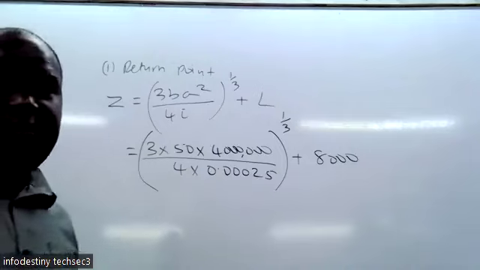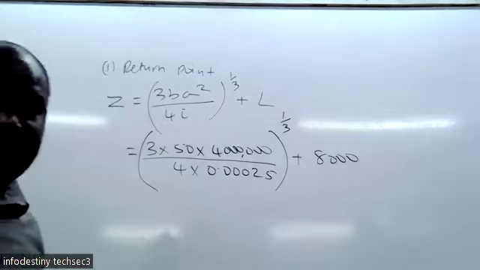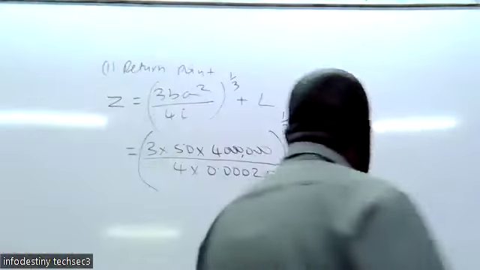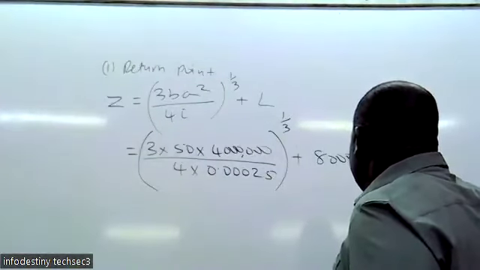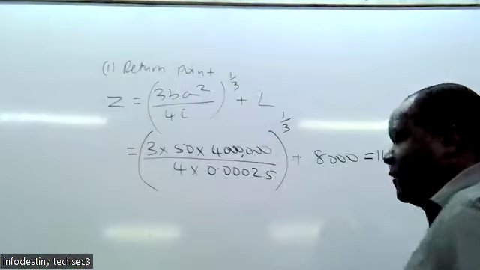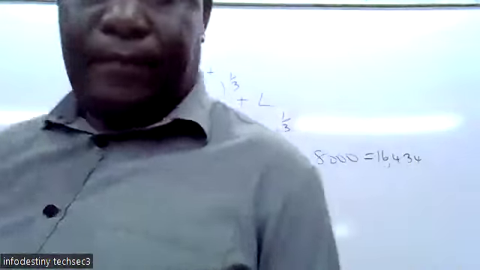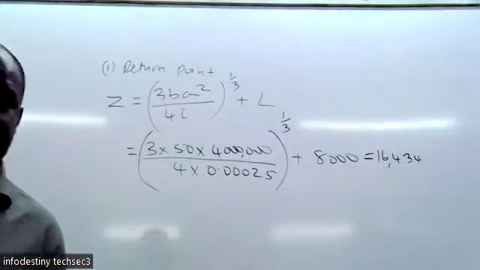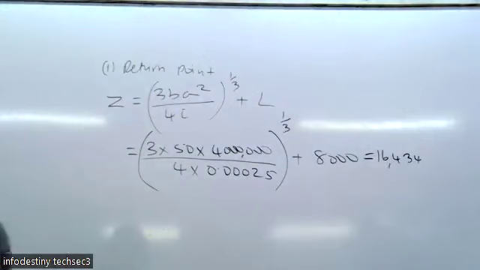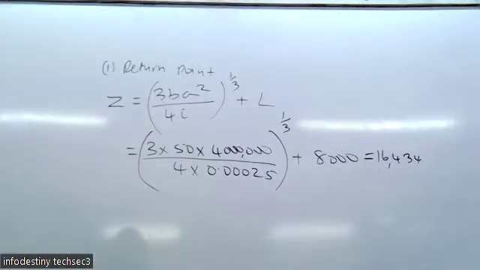So this one should give us around which figure? 16. So I'm told it is 16,434. Are we getting 16,434? Yeah, they are saying they are getting the same figure.